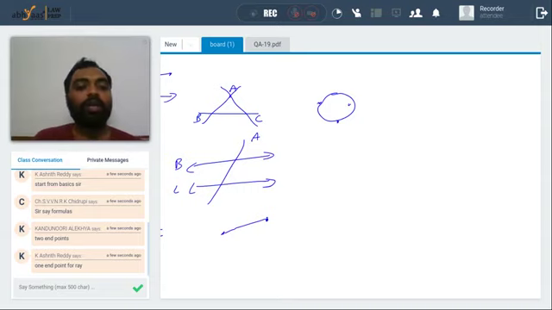3 non-collinear points, if you give, I can draw a circle. That circle will be unique. Understood? No other circle I can draw on these 3 points. These basics everybody knows, isn't it? Clear? Okay. I'm erasing this.